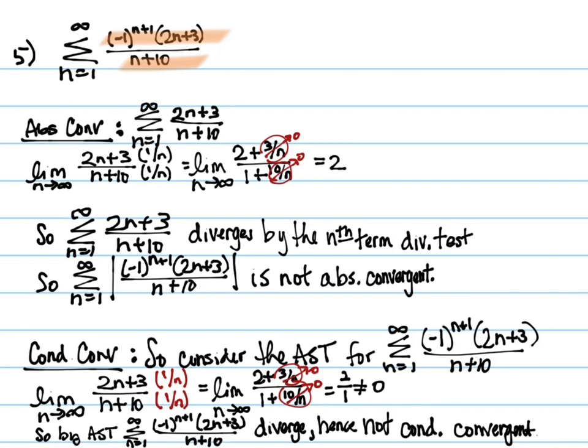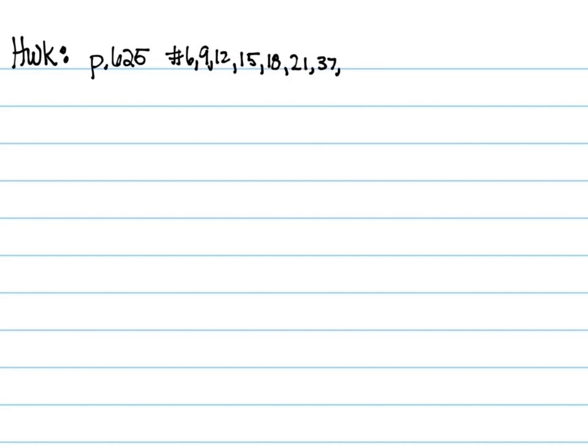Okay, that's all I have for you today. Well, that's not exactly true. I have homework for you as well, so I'm going to flip to the next screen to write the homework down. Your homework, there's a web assigned homework too, so make sure you check that out. But your homework is on page 625, and it's the following numbers: 6, 9, 12, 15, 18, 21, and then I have 37, 40, 43, 46, and 49. So these are the problems to take a look at from this section.